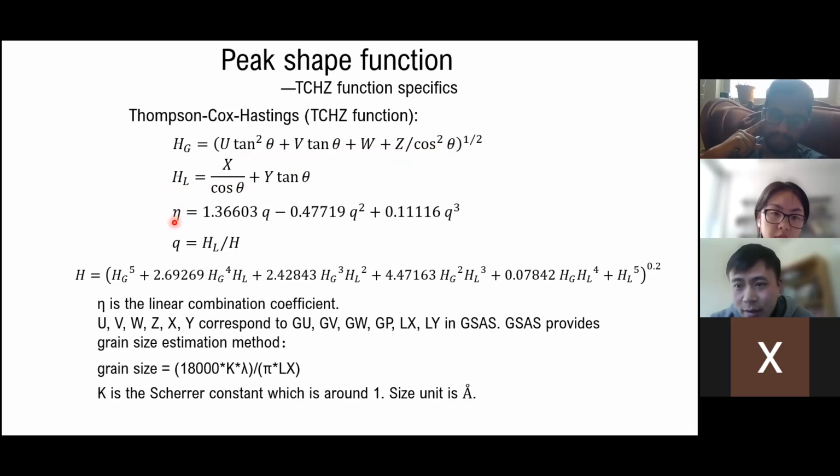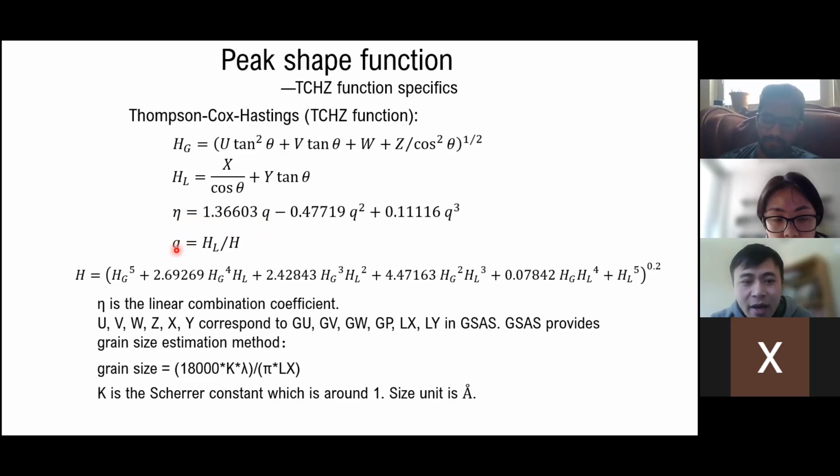And now the eta, as I mentioned before, is not a fixed number. Right? It's actually something evolving, and how it evolves has a correlation with this parameter Q. What Q means is basically defining the percentage of the Lorentzian part in the whole peak. So how much Lorentzian each peak has would define this more complicated eta, and that defines how Gaussian and Lorentzian are combined together to form the final peak shape. Okay.